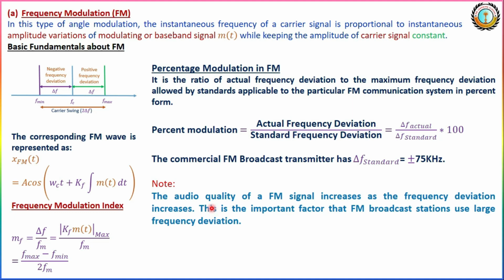An important note related to percentage modulation or frequency deviation is that the audio quality of FM increases as the frequency deviation increases. I repeat, if we increase the frequency deviation, then the audio quality of the FM signal is increased. And we utilize that important factor in FM broadcast stations. So these are the important fundamentals about frequency deviation ratio and percentage modulation in FM.